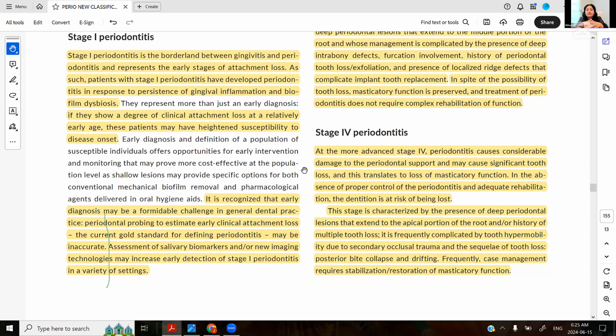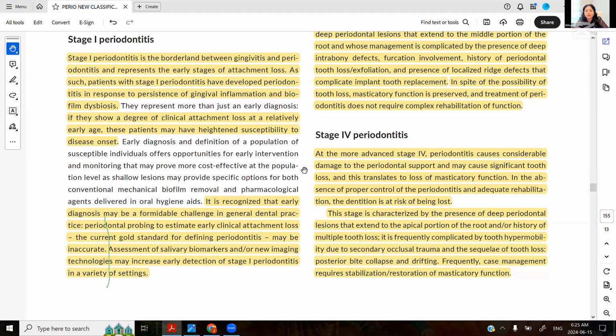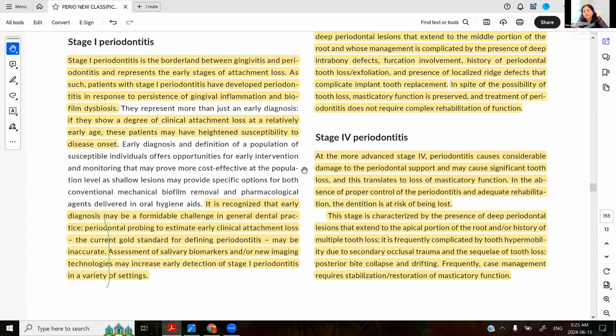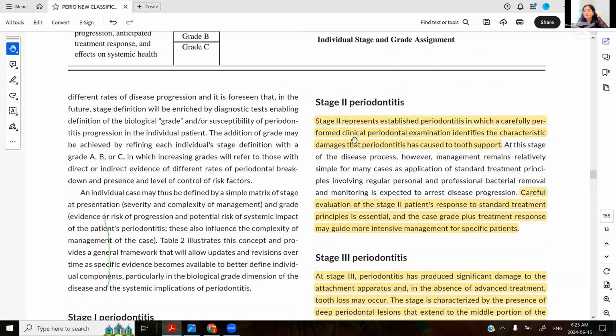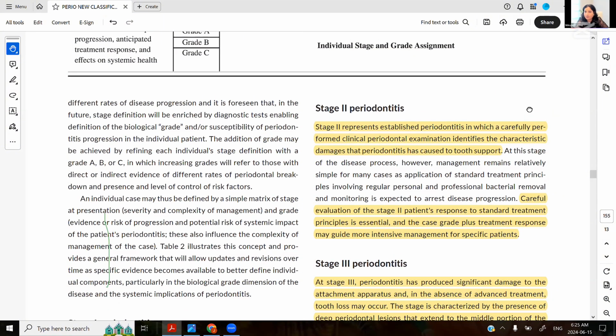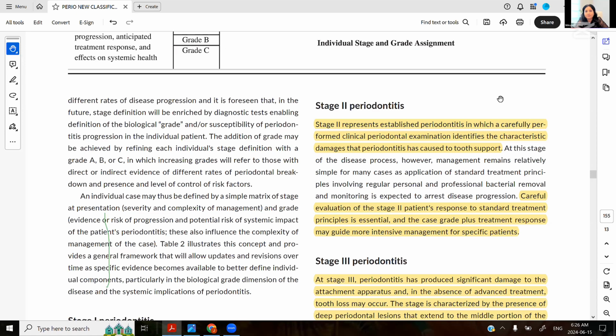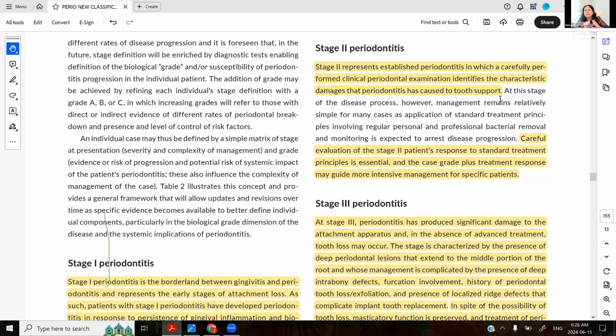So it is recognized that early diagnosis may be a formidable challenge in general dental practice. Periodontal probing to estimate early clinical attachment loss, the current gold standard for defining periodontitis, may be inaccurate. So that's why the salivary biomarkers or imaging technologies can increase the early detection of stage 1 and can prevent its progression. Best is to identify the patients in stage 1 and arrest their progression, provide them the treatment as needed, educate them, motivate them, and arrest most of your disease and control it at that stage only.